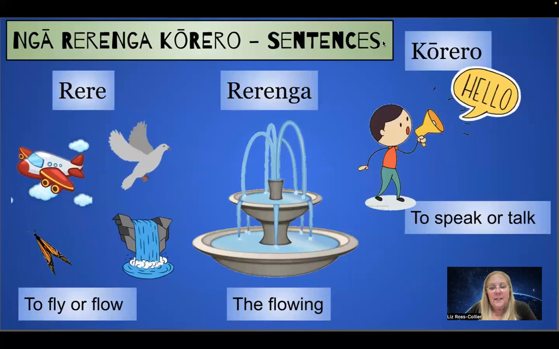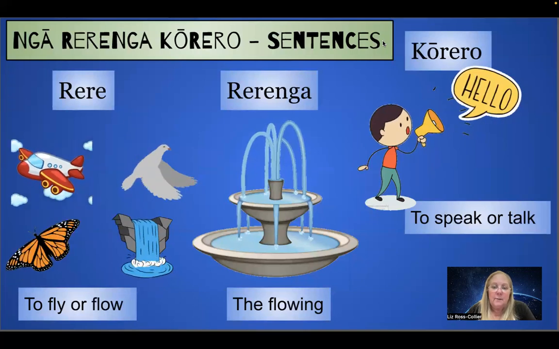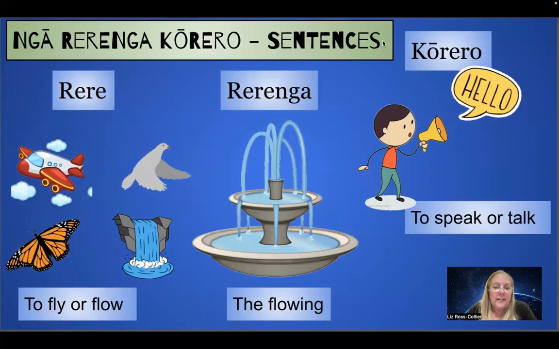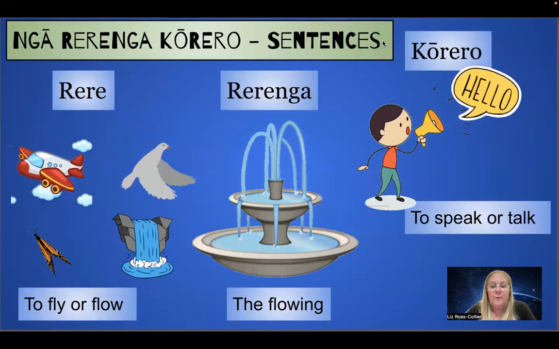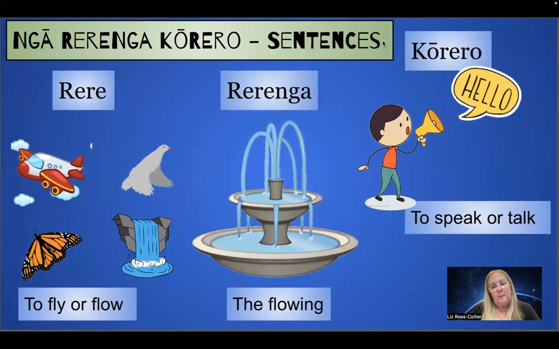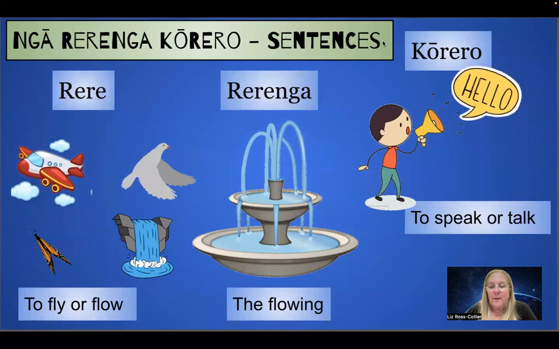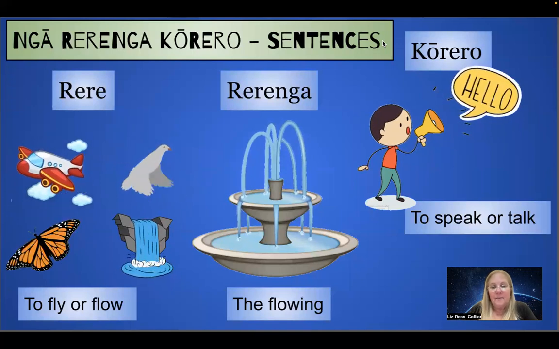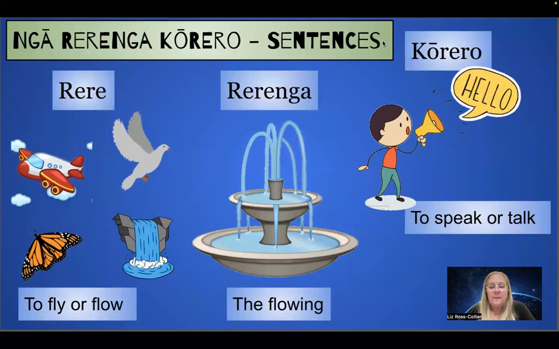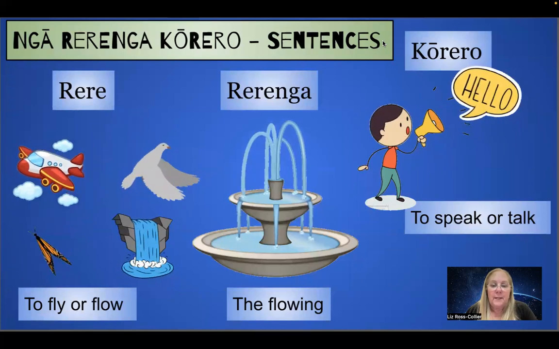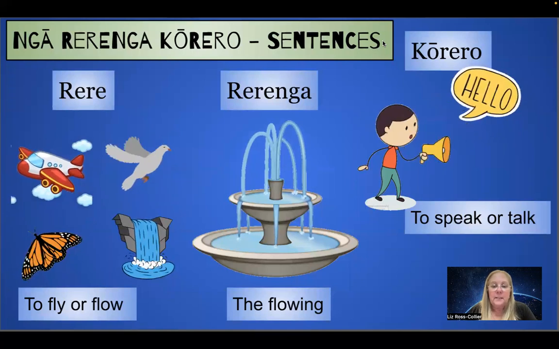The term rerenga kōrero translates into Te Reo Māori as sentence. Here we can see that the word rere means to fly or to flow. Generally speaking, this word would be used to describe the actions of things such as birds, butterflies, planes, things that fly, etc., or something that flows like water. But it can also be used to describe things like ideas and emotions.